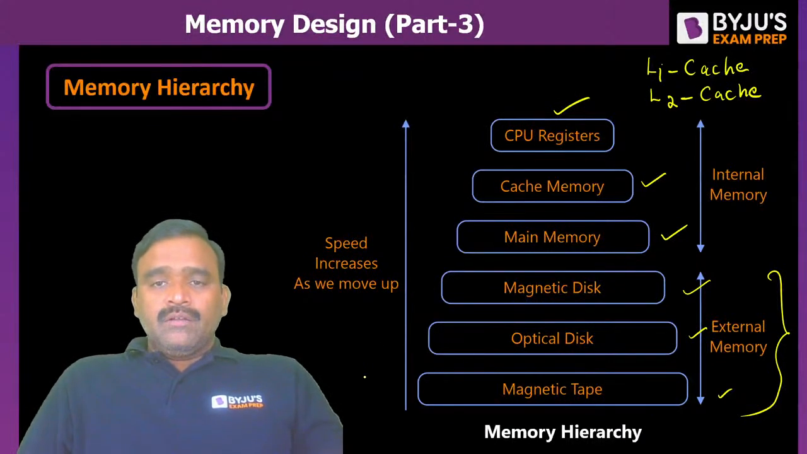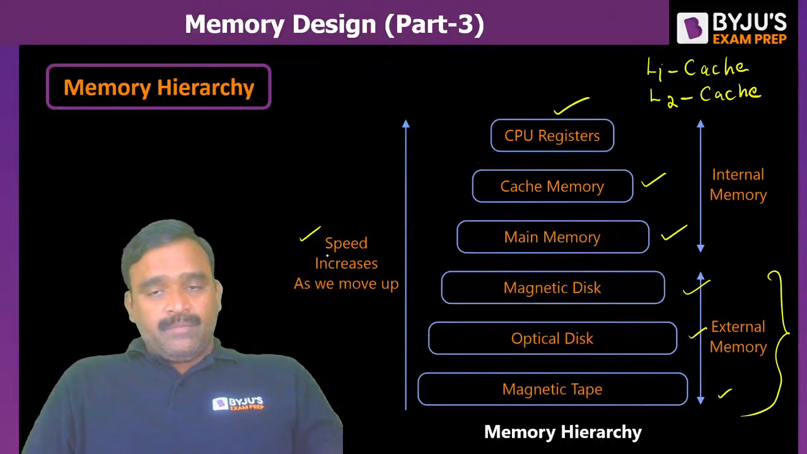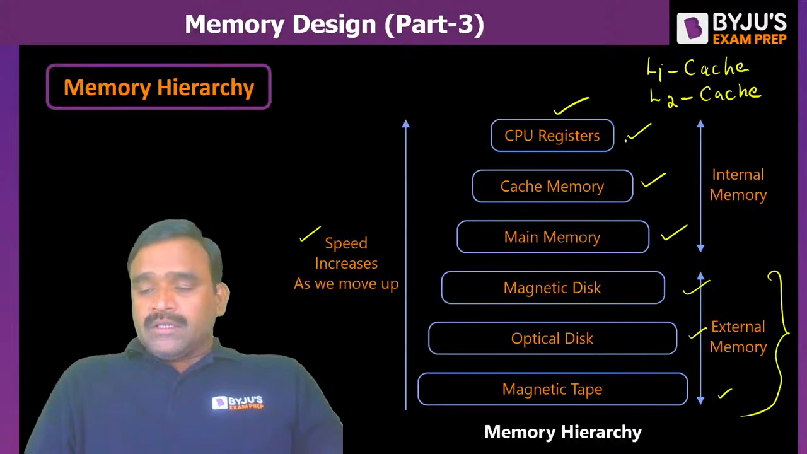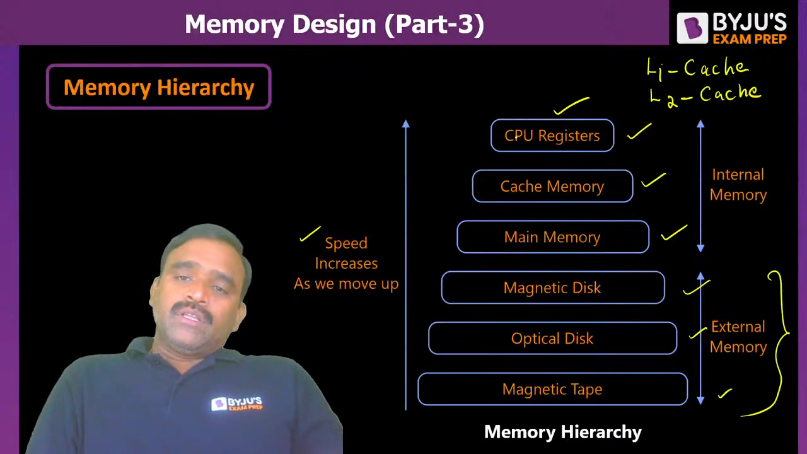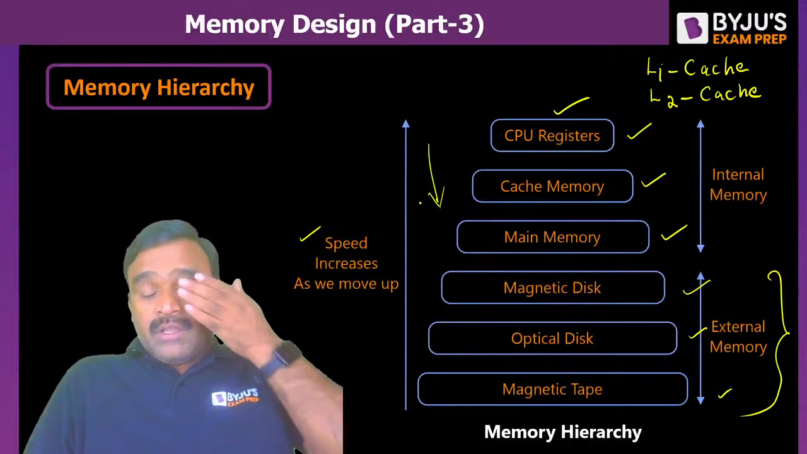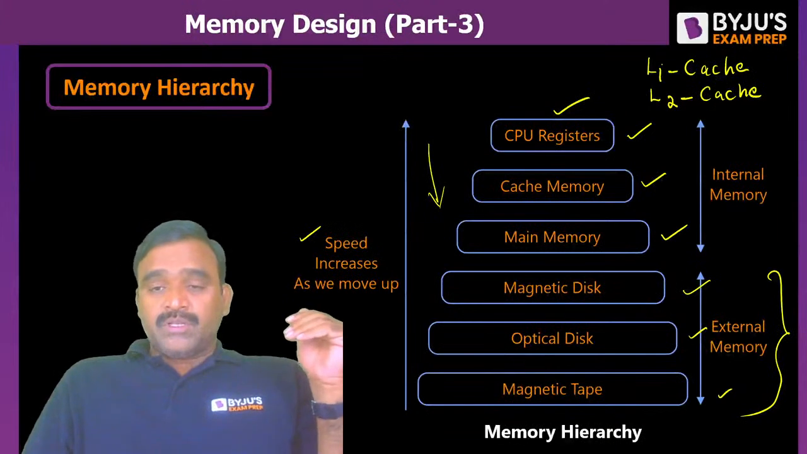When you are moving from magnetic tape to the CPU registers, the high level memories, speed increases as we move up. Speed increases means it takes very little time. Accessing a register takes negligible time, then accessing cache memory, then main memory, and so on. When you move from high level memories to low level memories, we can increase the size of the memory, and the access time also increases. It takes more time when you go for bigger size memories.